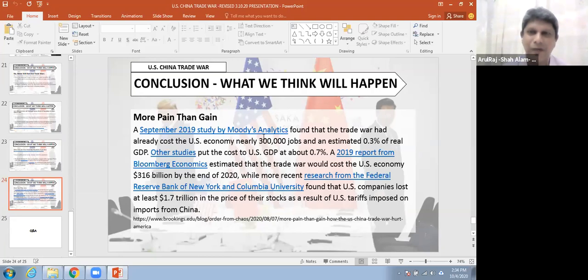Conclusion, also what we think will happen: more pain than gain. Of course, we found that the trade war had already cost the US economy nearly 300,000 jobs, an estimated 0.3% of GDP. Other reports estimated that the trade war would cost the US economy 360 billion by the end of 2020, while more recent research found that US companies lost at least 1.7 trillion in stock price as a result of US tariffs imposed on imports from China.